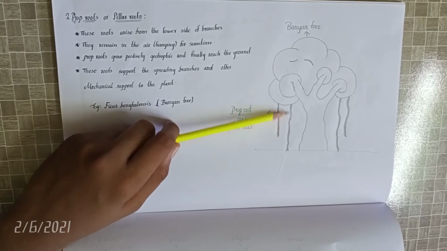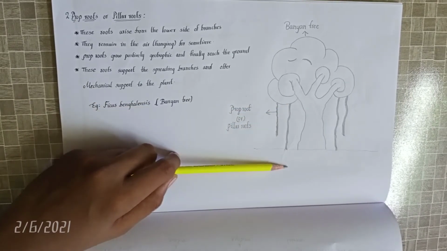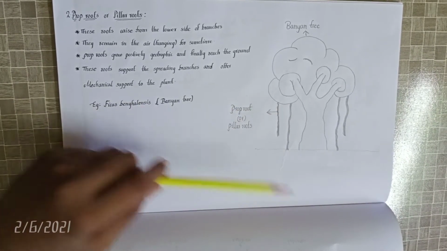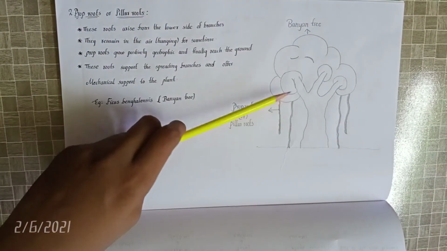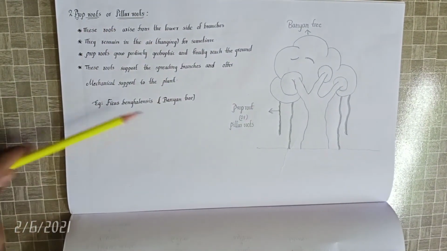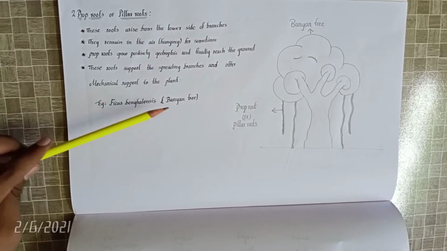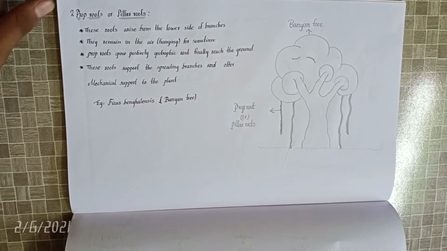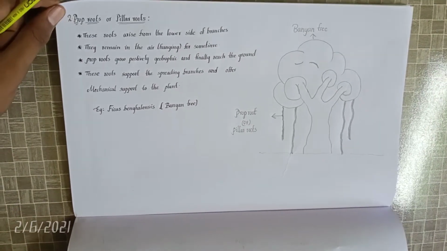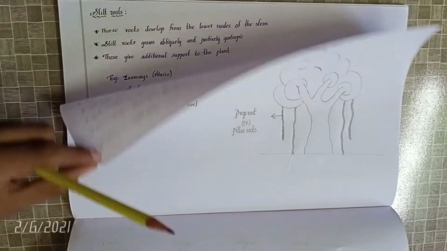How are they growing? They are growing towards the soil, which means positively geotropic. So, what is an example for the prop roots and pillar roots? The example for the prop roots and pillar roots is Ficus bengalensis, the banyan tree. We all know that it is a ragi chettu.